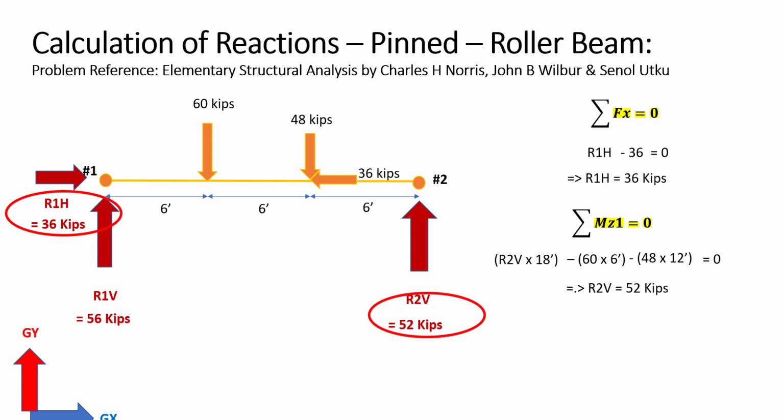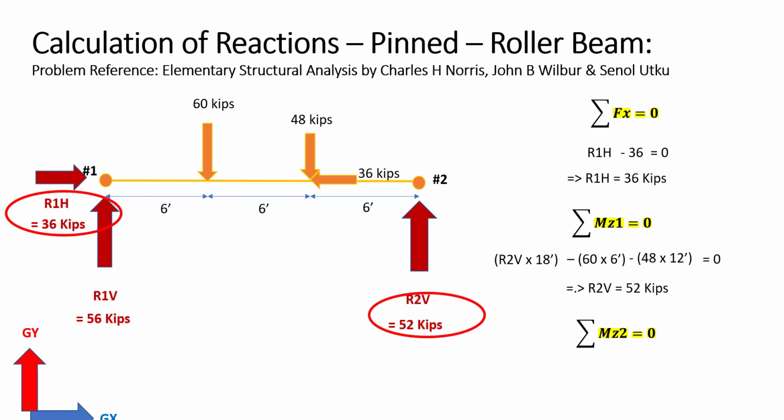Now, instead of using sigma Fy equal to 0, let us try and use sigma Mz about node 2 equal to 0. If we take the moments about point number 2 as 0, what are the forces that we are ruling out? We are ruling out the reaction R1H, the reaction R2V, and the applied load of minus 36 kips.